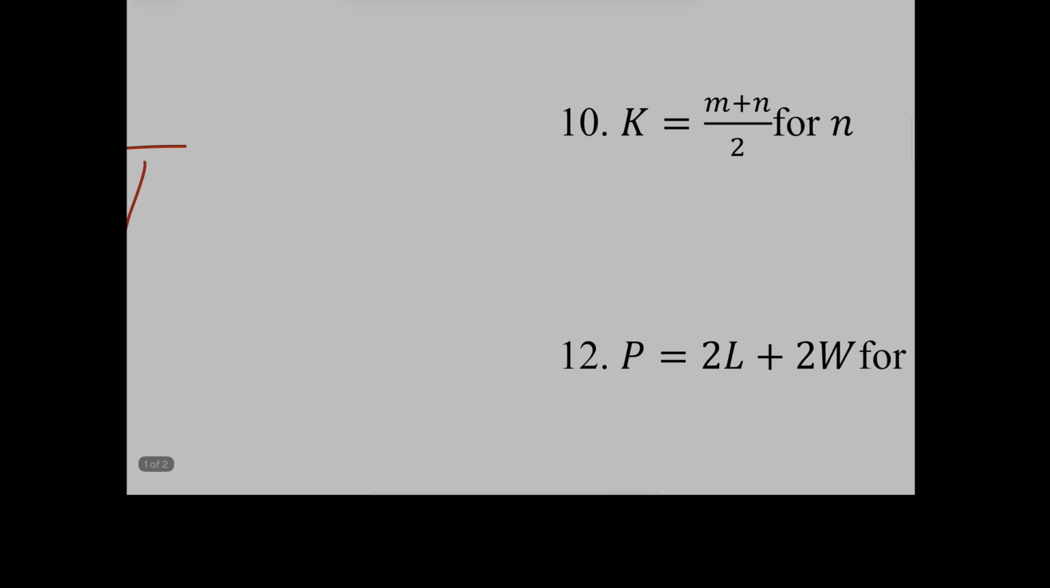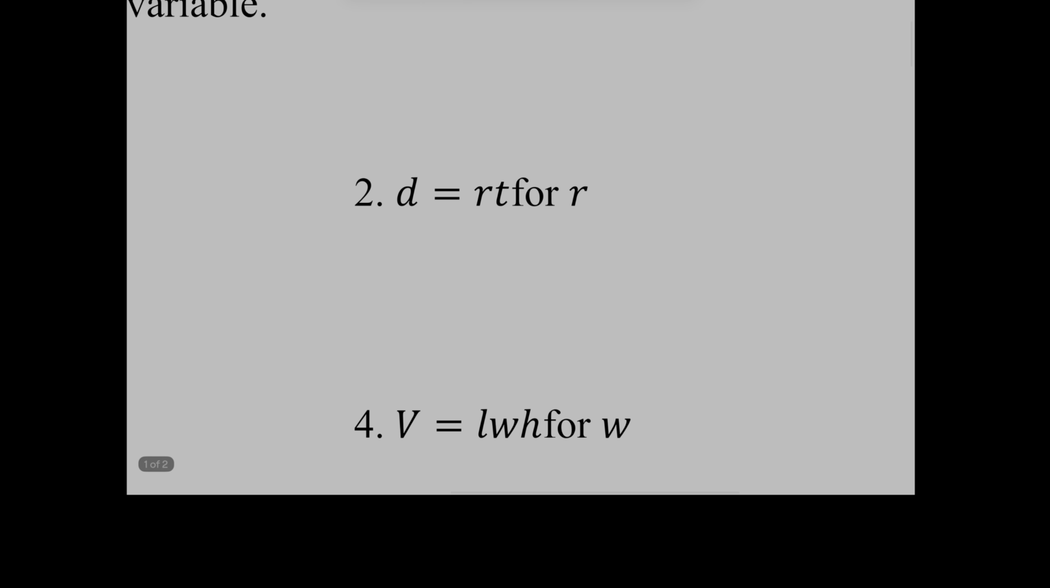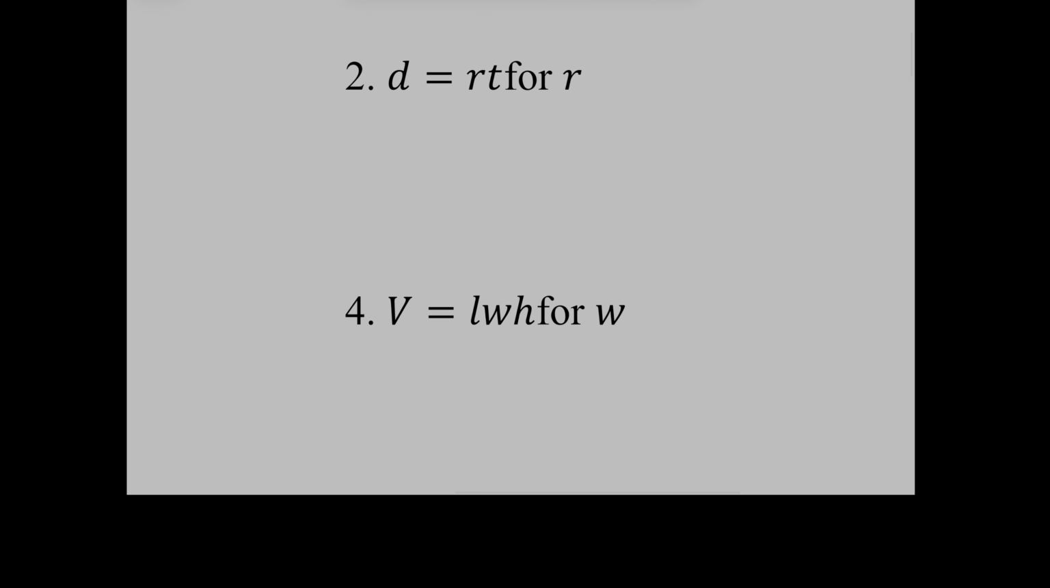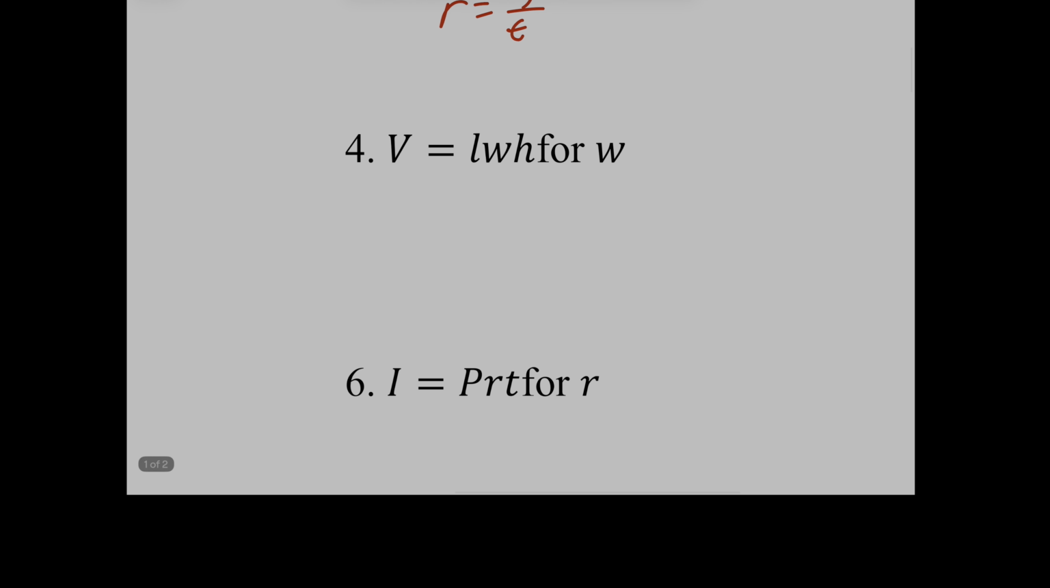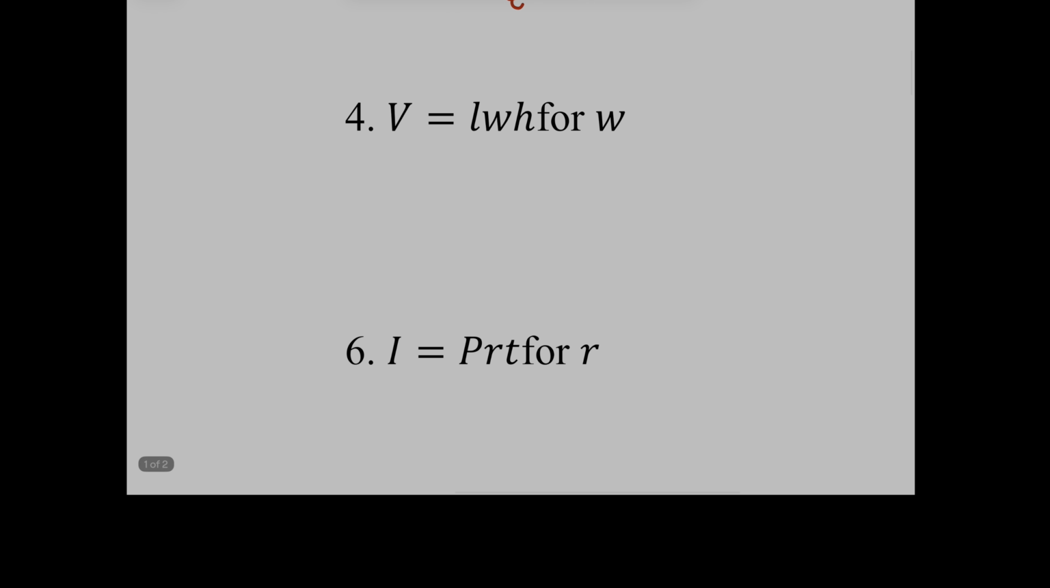Okay, let's go on to the next column over here. Let's go to number 2. D equals RT, solve for R. Well, the T is in the way, so I'm just going to divide each side by a T. Boom, they die, and R equals D over T. Boom, pretty easy. Number 4, V equals LWH, and I'm going to solve for W.